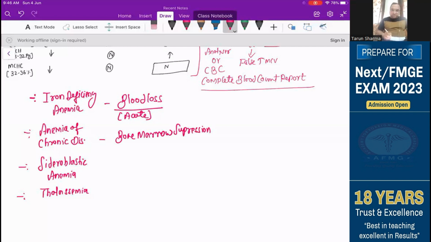Bone marrow suppression, and it is also called aplastic anemia. So what is bone marrow suppression? That is aplastic anemia. Okay, got the point? Aplastic anemia or bone marrow suppression.